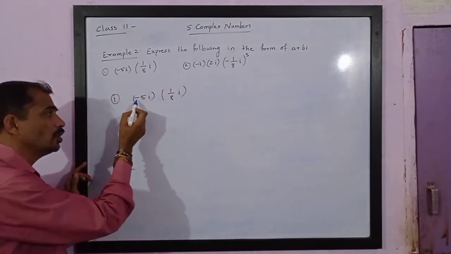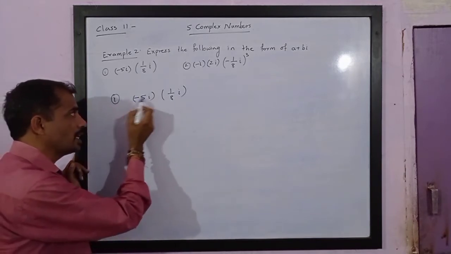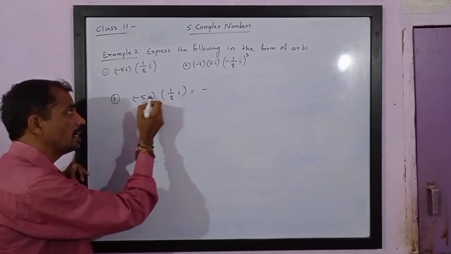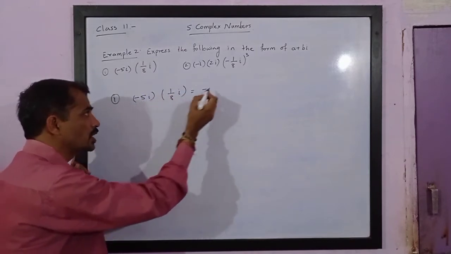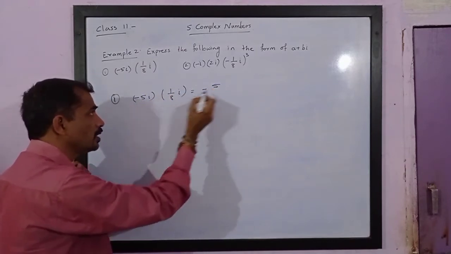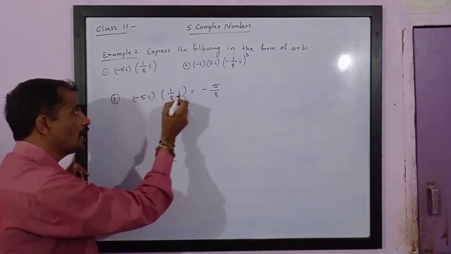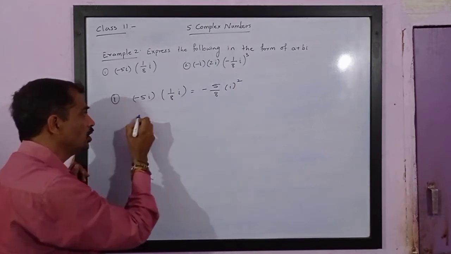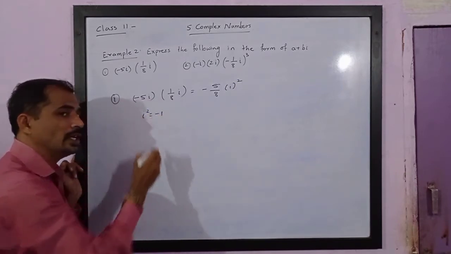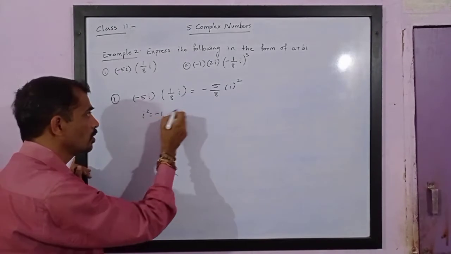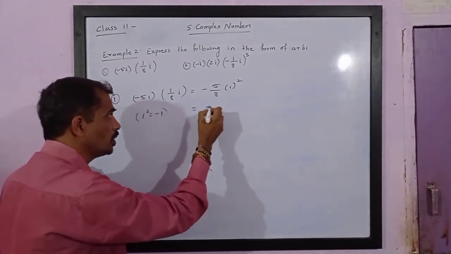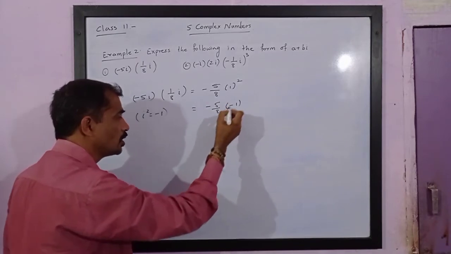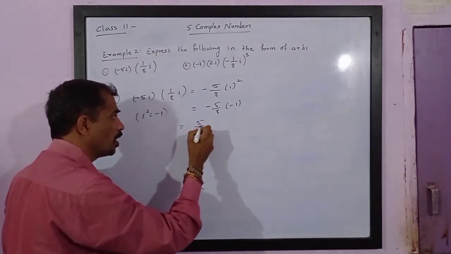So this is equal to, first always remember we multiply signs, so negative into positive is negative, then multiply integers, 5 into 1 is 5, 8 upon 8, i into i is i square. We already know i square is equal to negative 1, therefore this is equal to negative 5 upon 8 multiplied by negative 1. So this becomes 5 upon 8.